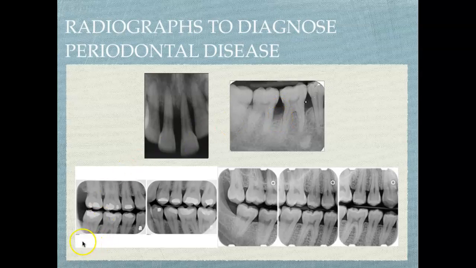Bitewings are excellent images for a dentist, periodontist, or hygienist to diagnose periodontal disease, because of course we can see the teeth in both arches and the bone level. So these are horizontal bitewings. For periodontal purposes or diagnosis, you may be asked to take vertical bitewings. So you can see we see a lot more of the alveolar process in a vertical bitewing.